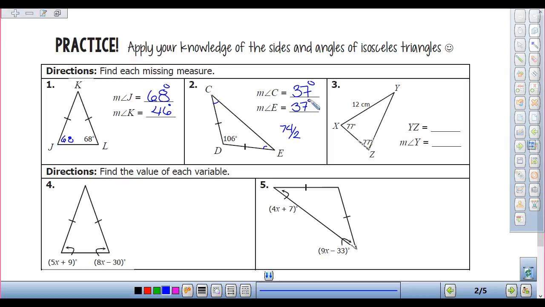Okay, so in this one, if X is 77 and Z is 77, what two sides are congruent? XY would be congruent to YZ. So that means YZ is 12 centimeters. And that leaves how many degrees left over for angle Y? 26?